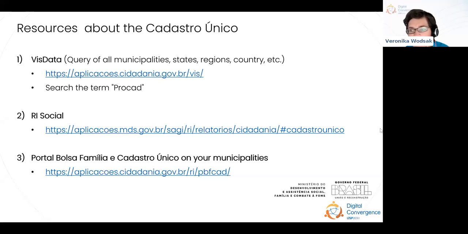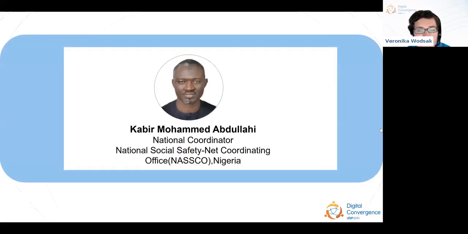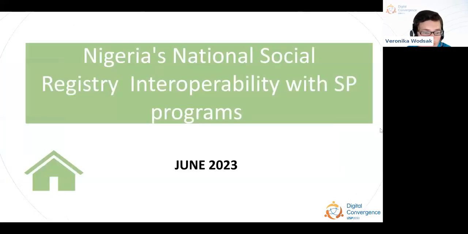Thanks a lot, Liomar. And we are running a bit behind time, so let's quickly move to the next example from Nigeria. Next slide, please. So we have with us Kabir Mohammed Abdullahi, National Coordinator of the National Social Safety Net Coordinating Office, NASCO, in Nigeria. The floor is yours.